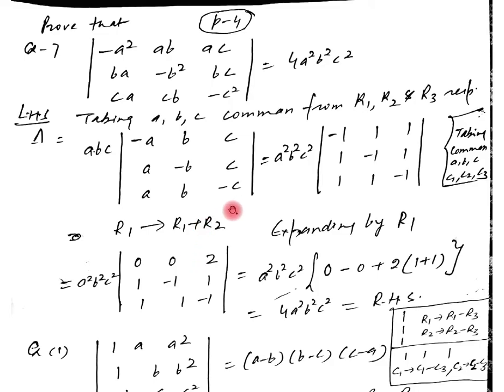Then in the second step, we have taken the common factors from R1, R2 and R3. Then we look at the determinant again. Now in the first column again a is common, in the second column again b is common, in the third column again c is common. We can take them out again. Now taking common from C1, C2 and C3, it becomes a square, b square, c square. Now we are left with minus 1, 1, 1. The second column becomes 1, minus 1, 1. The third column becomes 1, 1, minus 1.